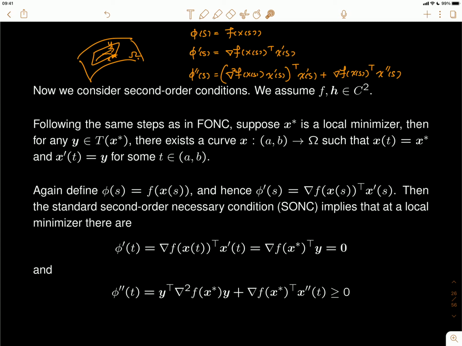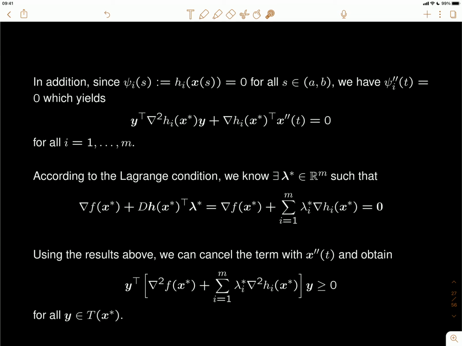So how do we resolve this issue? How do we make this one greater than or equal to zero? Really something that we can use to justify a necessary condition for the local minimizer x star. And we need to do one more step. Okay, this one more step is this.